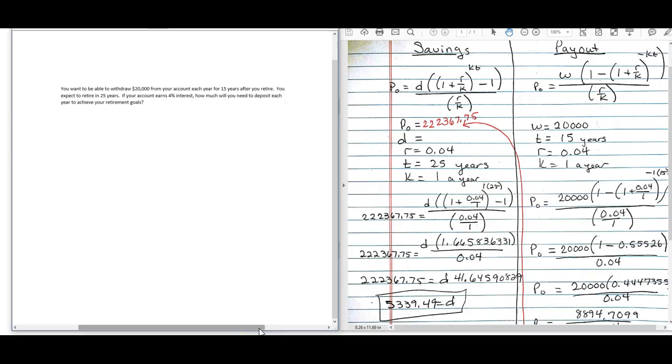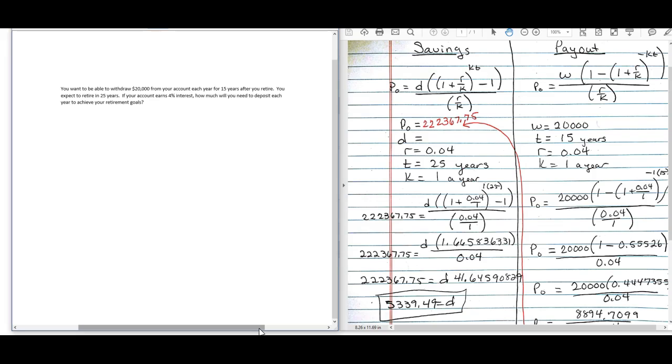So here we're looking at a multi-stage finance problem. You want to be able to withdraw $20,000 from your account each year for 15 years after you retire. You expect to retire in 15 years. If your account earns 4% interest, how much will you need to deposit each year to achieve your goals? So again, this is a multi-stage.